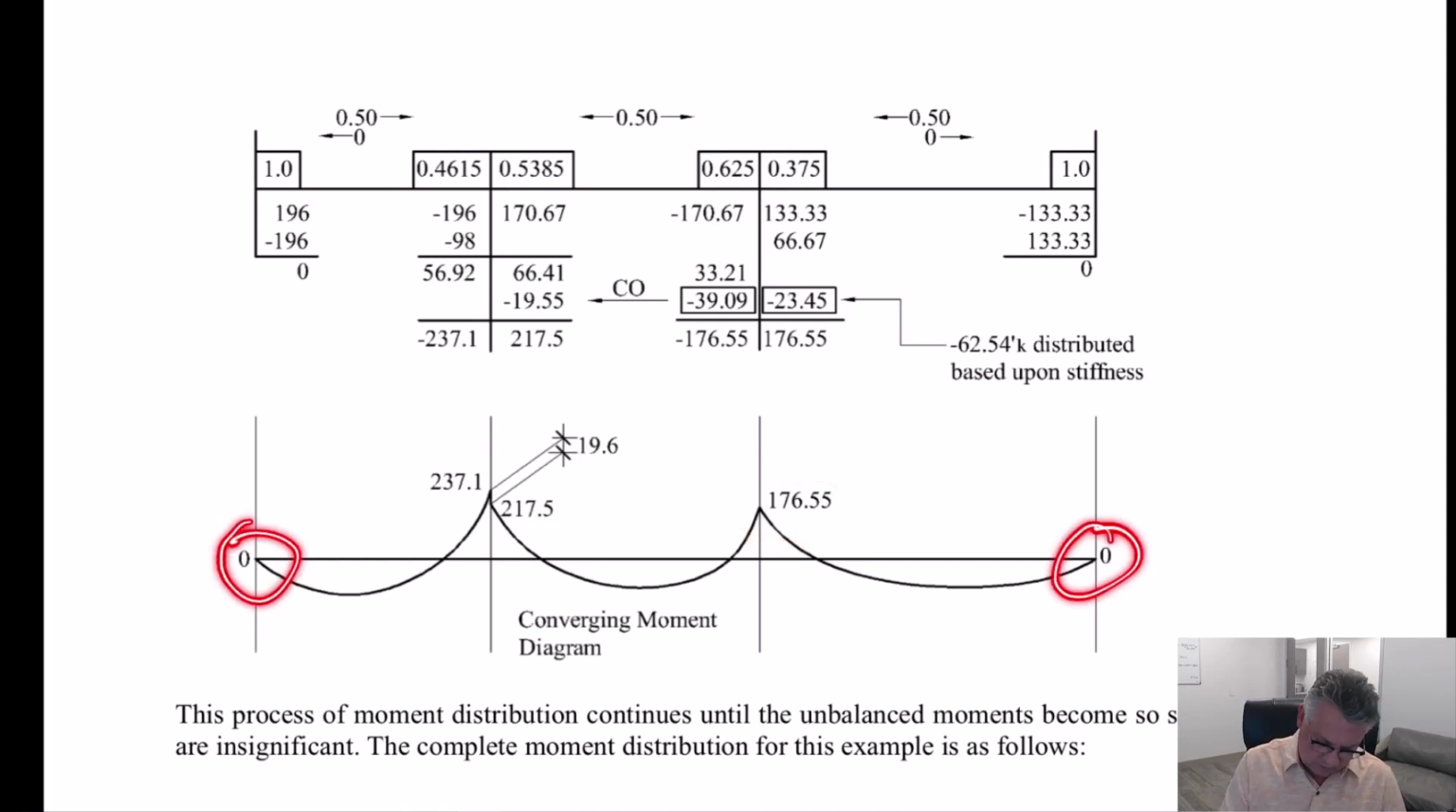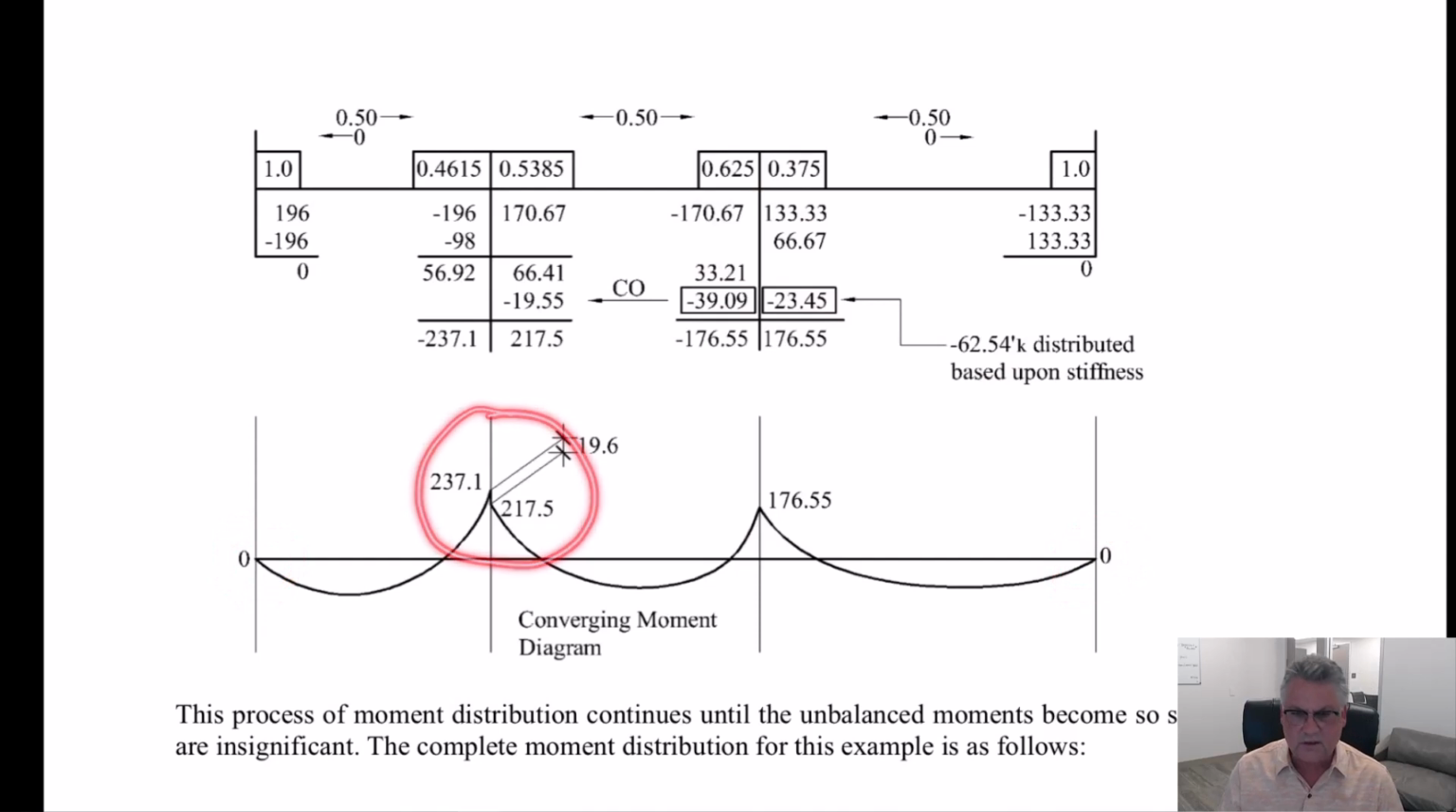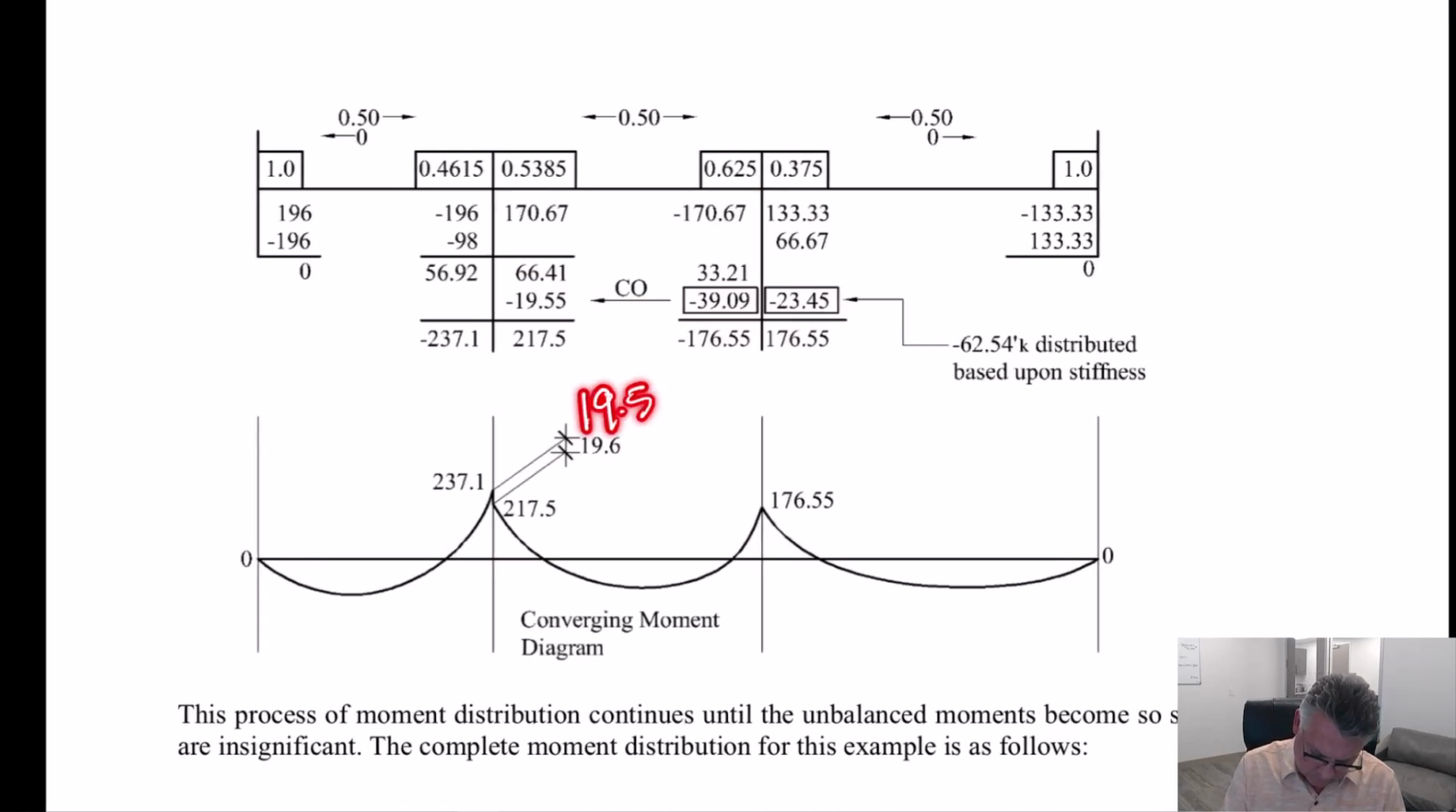This one's in equilibrium, this one's in equilibrium, this one was in equilibrium, but it's not anymore. It's not anymore because while we were messing around with this joint, we affected that one. That carryover factor again. So we had to add the 39.09 negative here. That affected and put this joint that we had worked so hard to put in equilibrium out of equilibrium again. Out of equilibrium by 19.55, or 19.6 as I say there. Probably should have put the same number there. There we go. It's fixed.